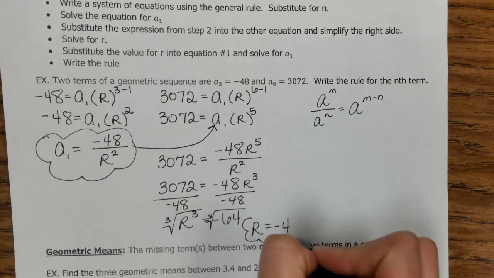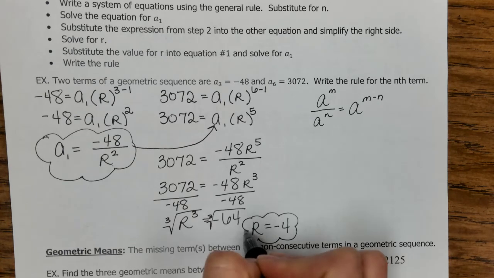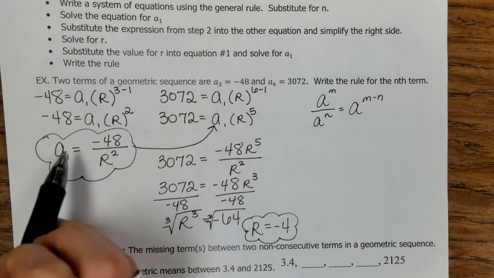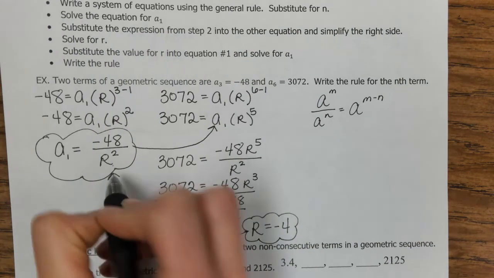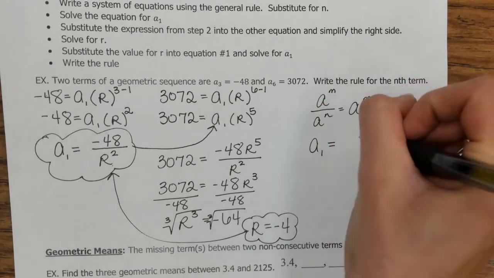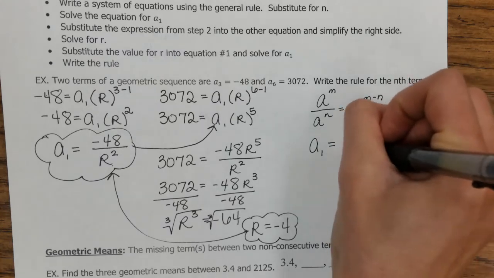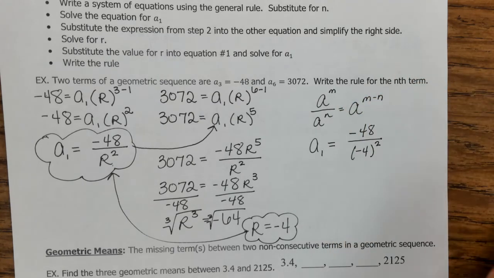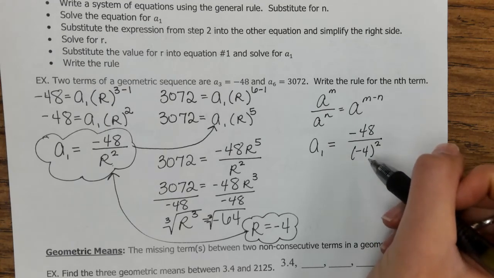So what am I going to do with this r equals negative 4? Yeah. Plug it in. You can plug it into one of the original equations, but I've already solved for a1. So as long as you know you solved for it correctly, you can just plug it back into that. So I have a1 is equal to negative 48 over negative 4 squared. Make sure that your r is in parentheses.